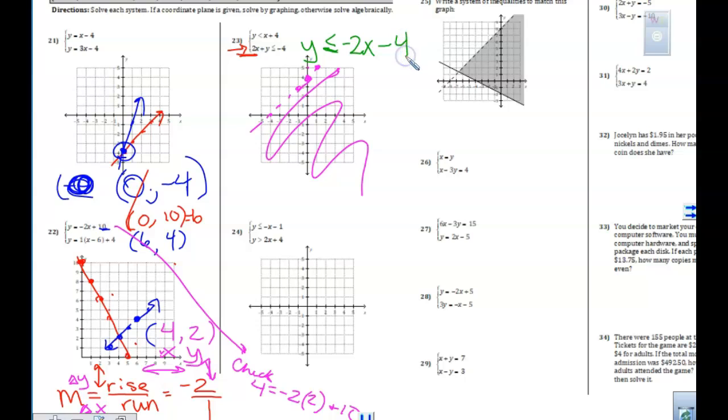Okay? Which means, Allie, I'm starting where? -4. Once I start at -4, then what do I know my slope is? 2 over 1. So what does that tell me to do on this graph from this point? Down 2 over 1, which way? To the left? Just a positive slope? Or negative?